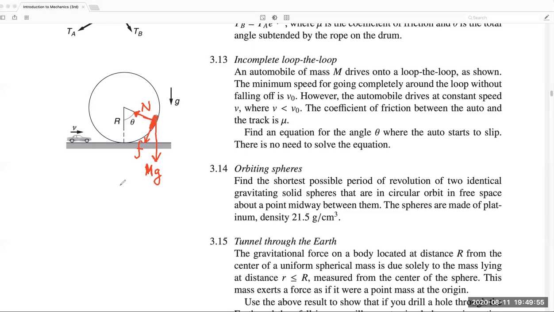So can you find the magnitude of the normal force? Now this one is not equal to mg cosine theta. It is just mv squared over r. The net force towards the center is N minus mg cosine theta, and that equals m v squared over r.